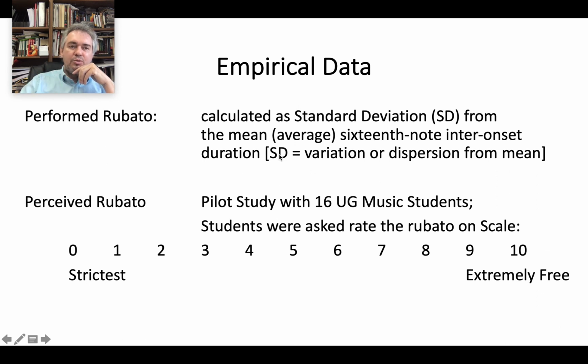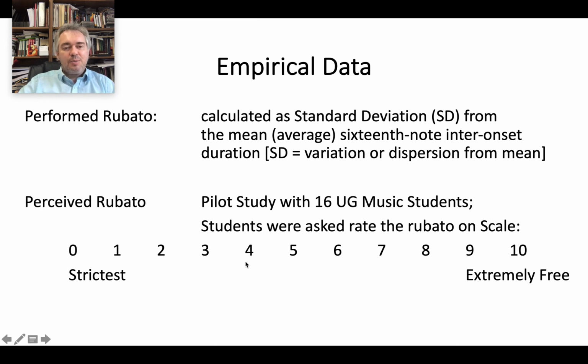What I wanted to do with calculating the performed rubato, but I also wanted to ask how students, UG stands for undergraduate, how in this case 16 undergraduate students rated the degree of the rubato from a scale from 0 to 10. That's a somewhat unusual Likert scale, but I wanted to choose a scale that is comparable to the standard deviation, which really is a statistical measurement that has a value from 0 to 1, but you can then multiply it by 10, then you have 0 to 10, or multiply by 100 and have 0 to 100.